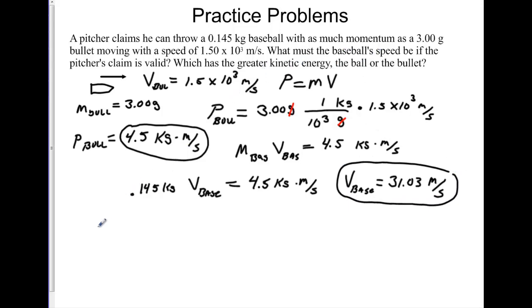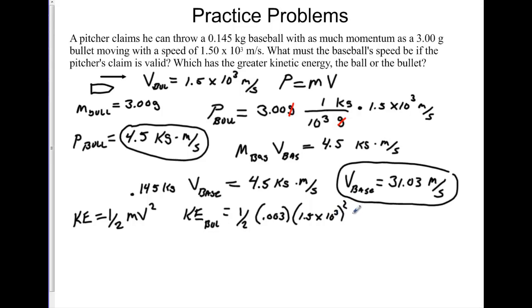Now it asks which has more kinetic energy. We know that kinetic energy is always going to equal 1/2 times the mass times velocity squared, and really all we have to do now is calculate what they're going to be. The kinetic energy of the bullet is going to equal 1/2 times the mass of the bullet in kilograms, and we'll write that down. That's 0.003 times its velocity, and we're going to square that, and we run that computation, we would get about 3,375 joules.